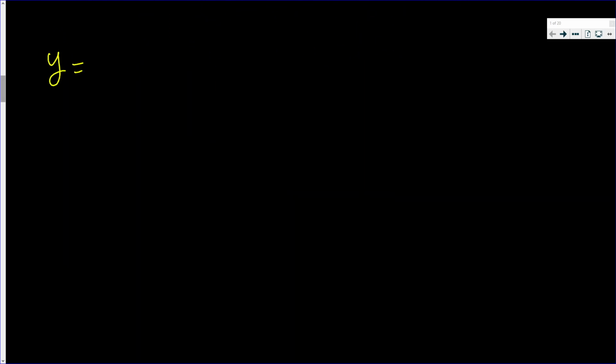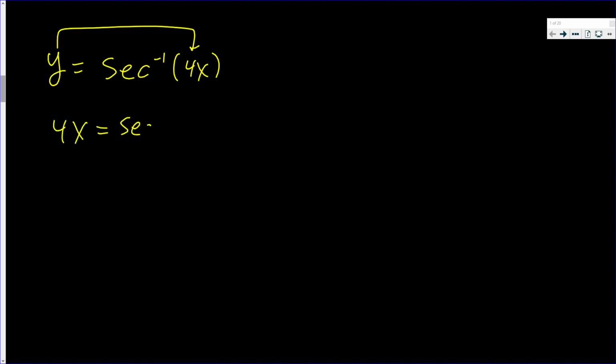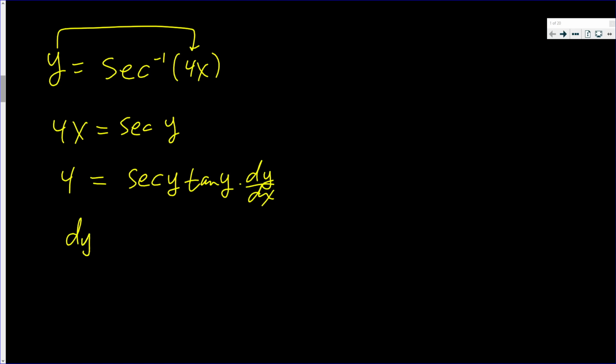Suppose you were told that y is equal to secant inverse of 4x. In the change, 4x is equal to the secant of y. Okay? The derivative of the left side is 4. The derivative of secant of any angle is the secant of the angle times the tangent of the angle times the derivative of the angle. So then dy dx is 4 over the secant of y times the tangent of y.